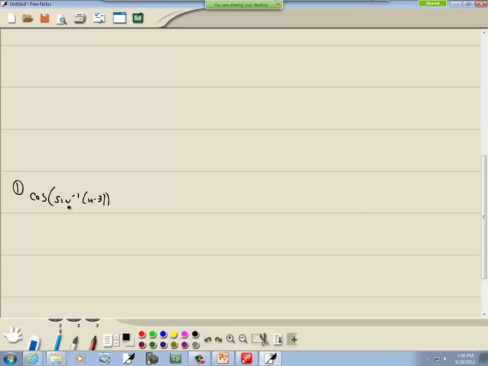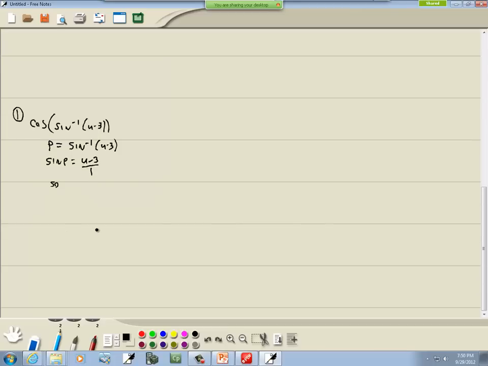Now, remember our steps. We set what's inside of parentheses equal to a variable like p. So we got p is equal to the inverse sine of u minus 3. We take sine of both sides, and we get sine p is equal to u minus 3 over 1. And if I think of it in terms of my x's, y's, and r's, then sine is equal to y over r. So y is equal to u minus 3, and r is equal to 1. And I need to find x. So we got x squared plus y squared is equal to r squared.